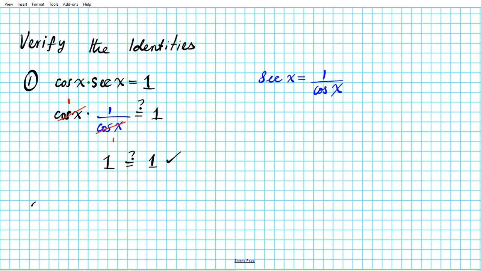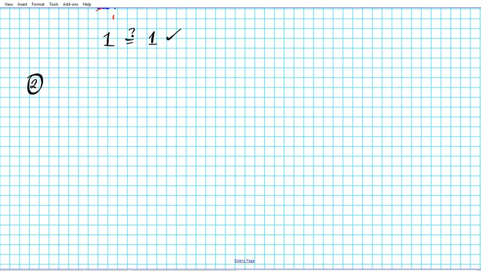Alright, let's take a look at another example. Question 2. Let's say we have the equation cosine square x over cotangent square x equals sine square x. Is this equation true or false? Well, it's already true. Well, we're just going to verify that it's in fact true, okay? Alright, so let's see. How do we do this?